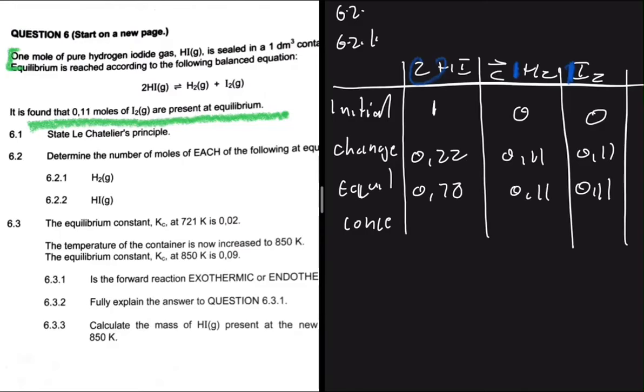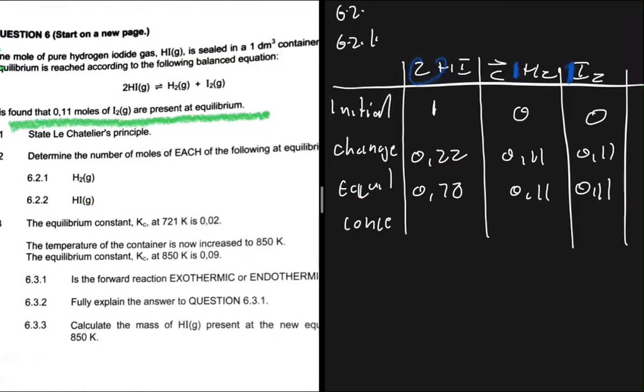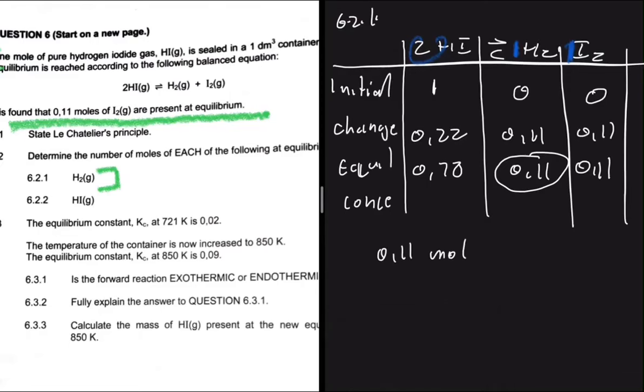So 6.2.1, we're looking for the number of moles of H2 at equilibrium. Here they are, 0.11 moles. And then the number of moles of HI at equilibrium, here they are. We have them now, right? We have 0.78 moles. And all this work just for 1 mark.